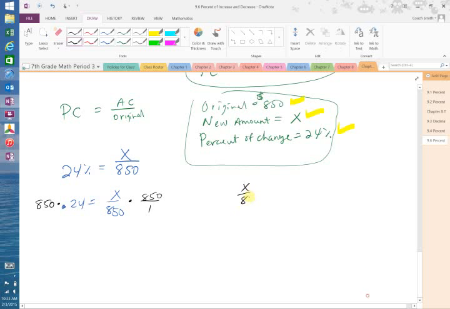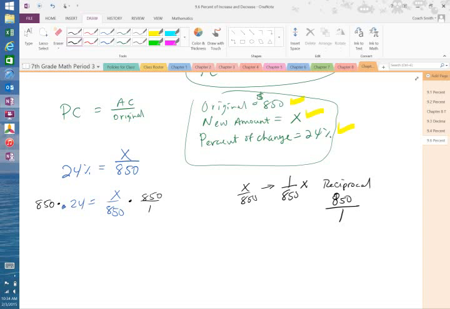X over 850 is the same thing as 1 over 850 times x. Okay? And so the reciprocal of 1 over 850 would be 850 over 1. So that's basically what we're doing when we multiply by 850. The other way to look at it is that we are dividing 850 into x, and the inverse of dividing by 850 would be to multiply by 850 to both sides, okay? And so that's why we're doing those two things.